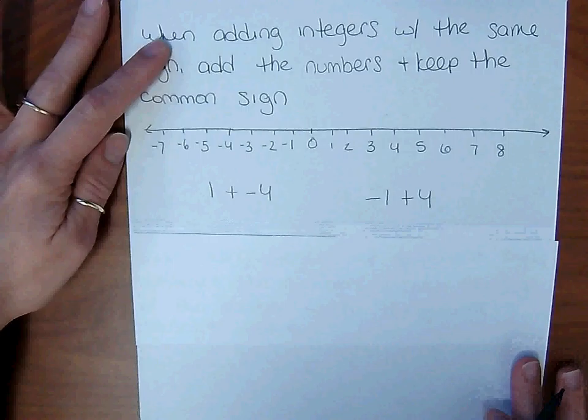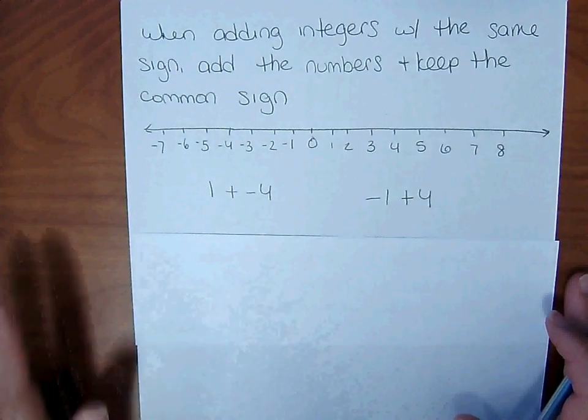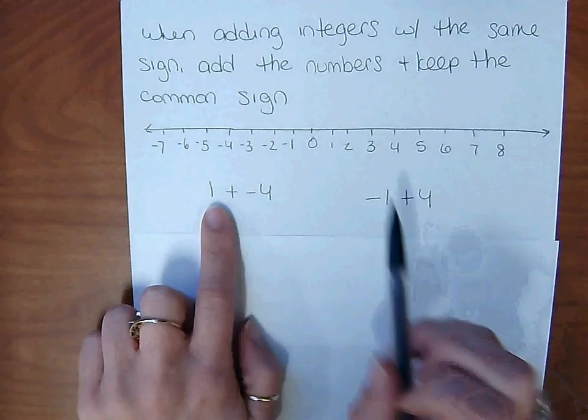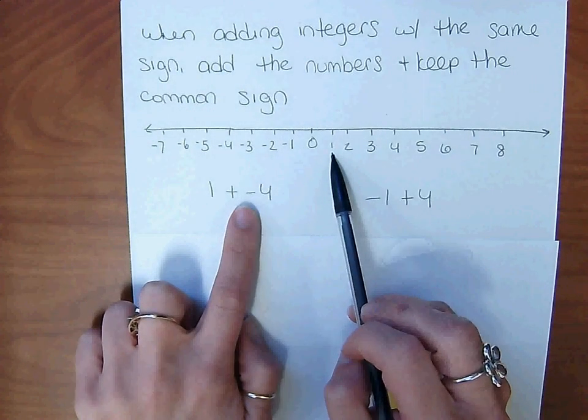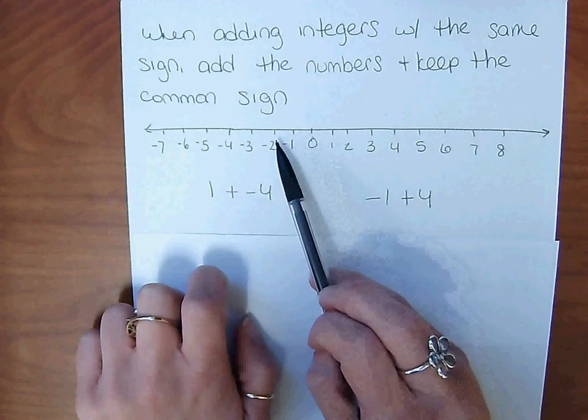Okay, let's see what happens when we add numbers with different signs. So I'm going to start at 1. And this time I'm going to add a negative 4. So I'm going to travel 4 to the left. And that's going to be a negative 3.